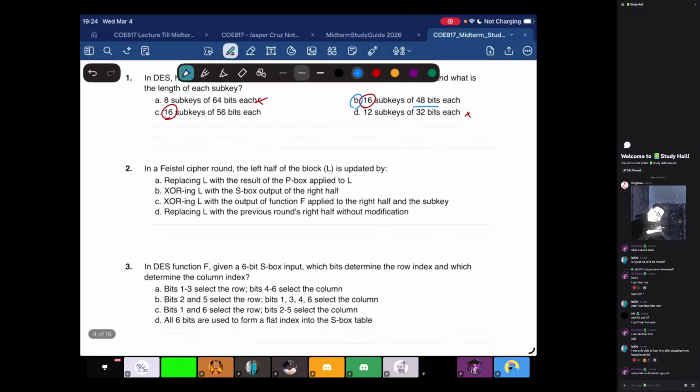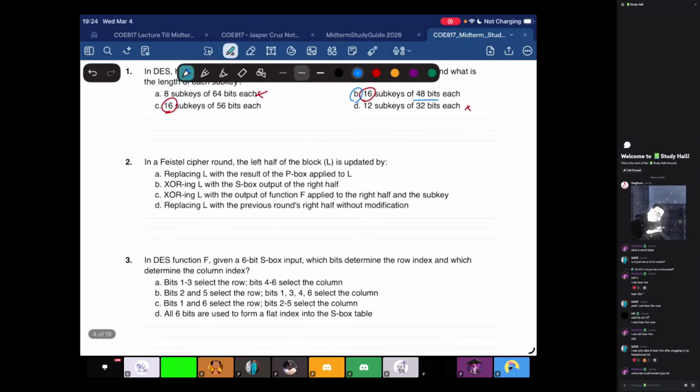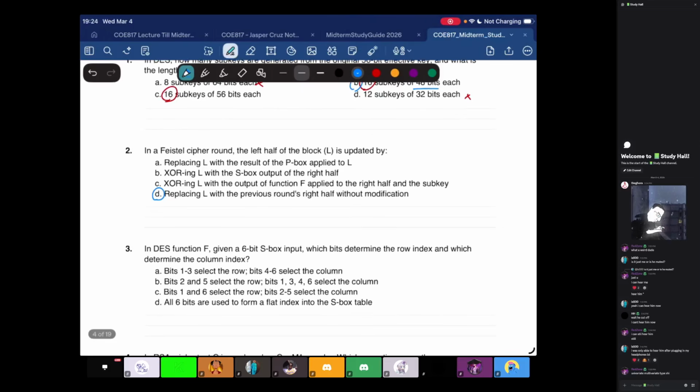Okay. In a Feistel cipher, around the first half of the block L is updated by... This is also something that is theory based. It is updated by replacing L with the previous round's right half without any modification. So we have done the left half of the cipher round, and then we have to go to the right half, making sure that there are no modifications made to it.